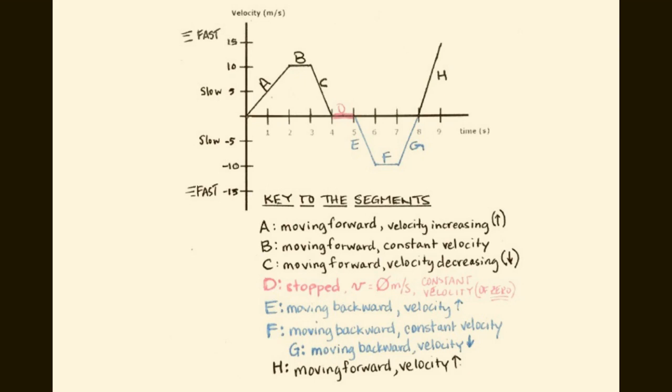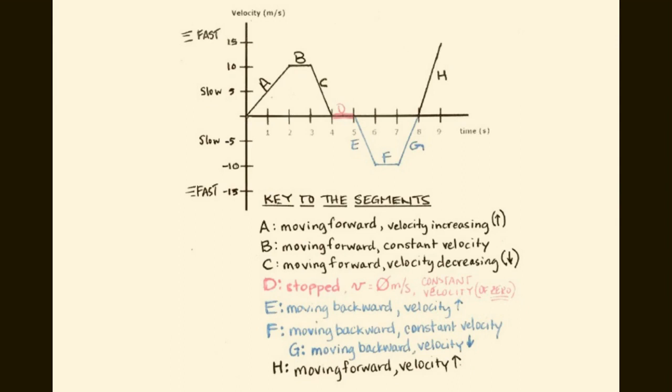In section A, the object is moving forward and increasing its velocity. At 0 seconds, the velocity was 0 meters per second, but it increased to 10 meters per second at 2 seconds. In section B, the object is still moving forward, but at a constant velocity of 10 meters per second from 2 to 3 seconds. Do not confuse this flat line with one from the previous position versus time graph.